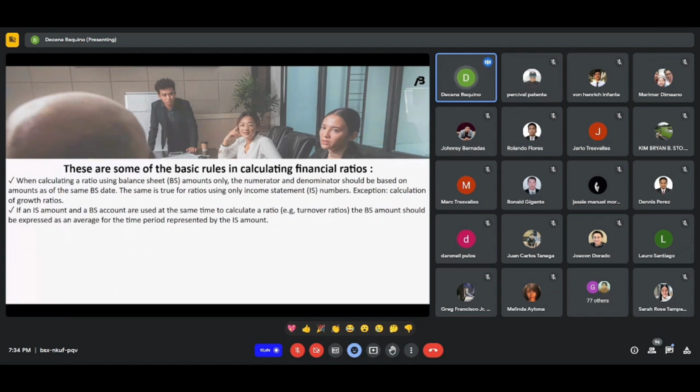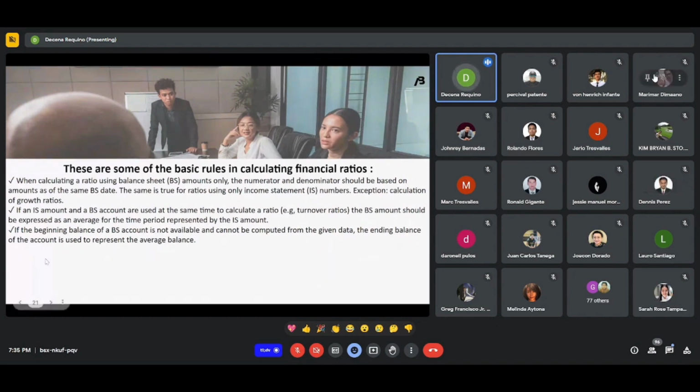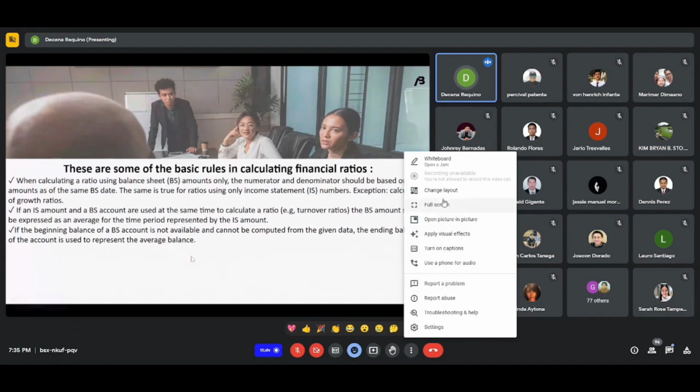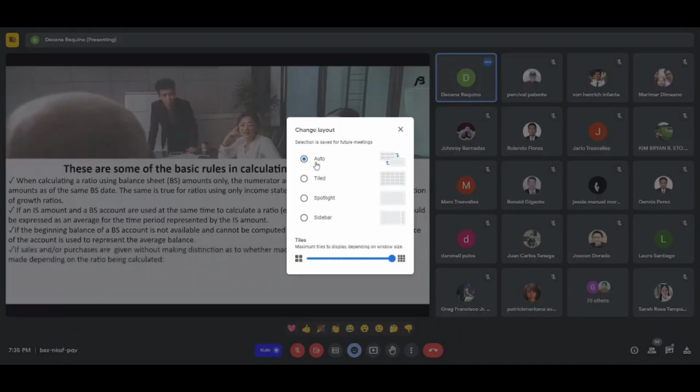If the income statement amount and balance sheet account are used at the same time to calculate a ratio, example yung turnover ratio, the balance sheet amount should be expressed as an average for the time period represented by the income statement account. If the beginning balance of the balance sheet account is not available and cannot be computed from the given date, the ending balance of the account is used to represent the average balance.